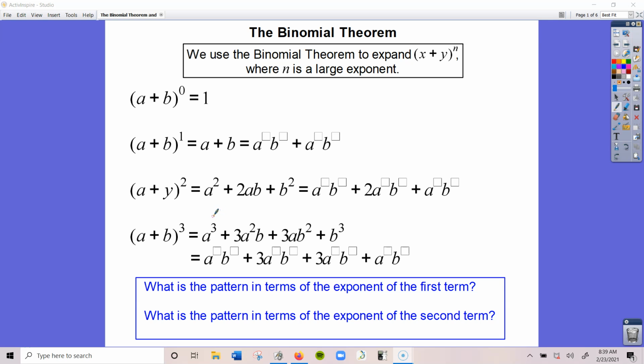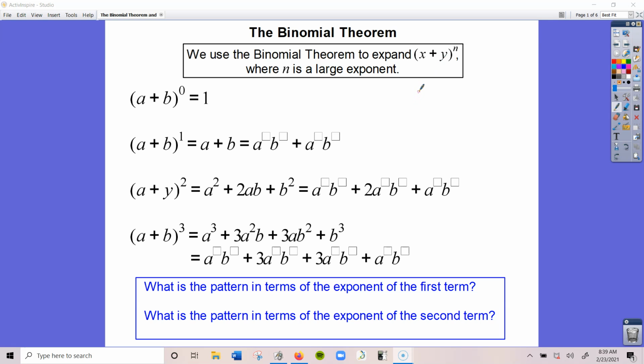Hello everyone. Today we're going to learn about the binomial theorem. Now the binomial theorem is used to expand a binomial, so I put here as an example x plus y raised to some exponent, where n, the exponent, is some large number.